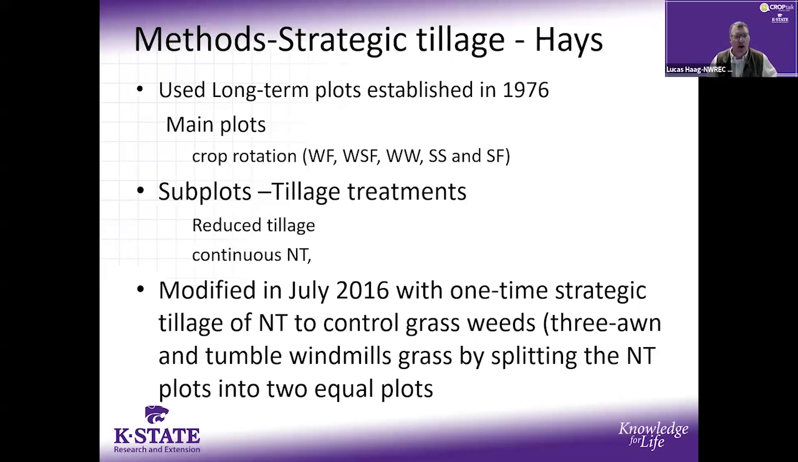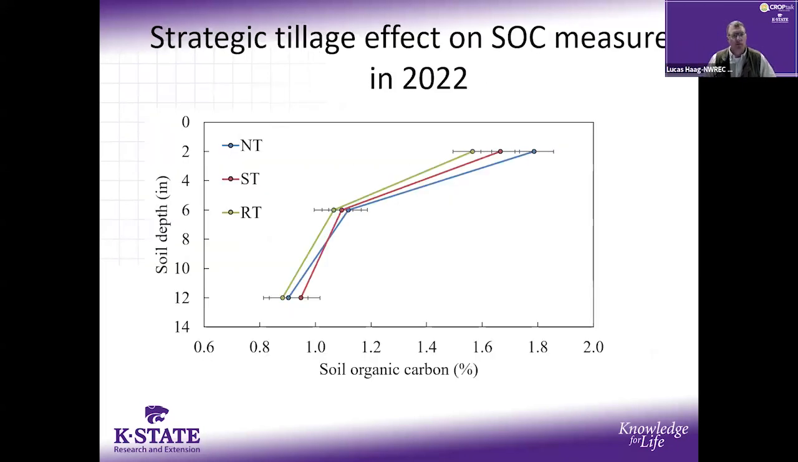They've got a rotation component to it: wheat-fallow, wheat-sorghum-fallow, continuous wheat, continuous sorghum, and then a sorghum-fallow. But then what Augustine did was, in July of 2016, split those long-term no-till plots and do a one-time strategic tillage using a sweep blade with the goal of controlling grassy weeds, particularly three-awn and tumble windmill grass. And then they've revisited that and done some measurements of those plots over the years since then.